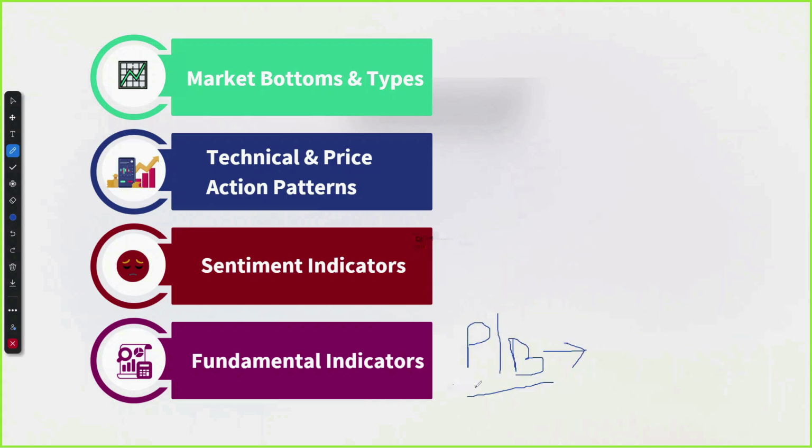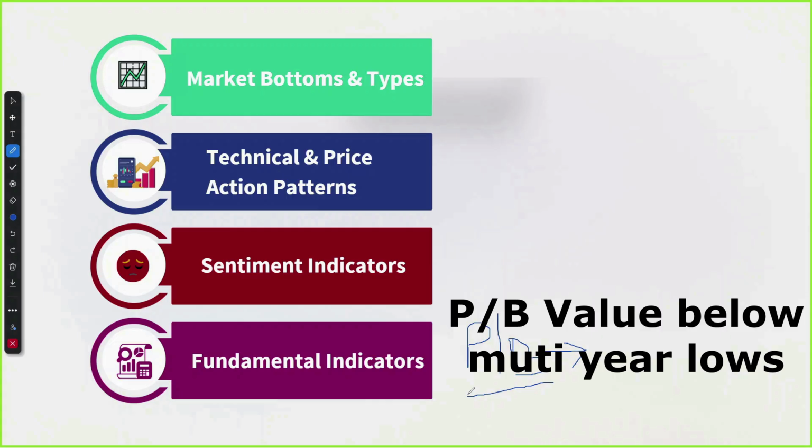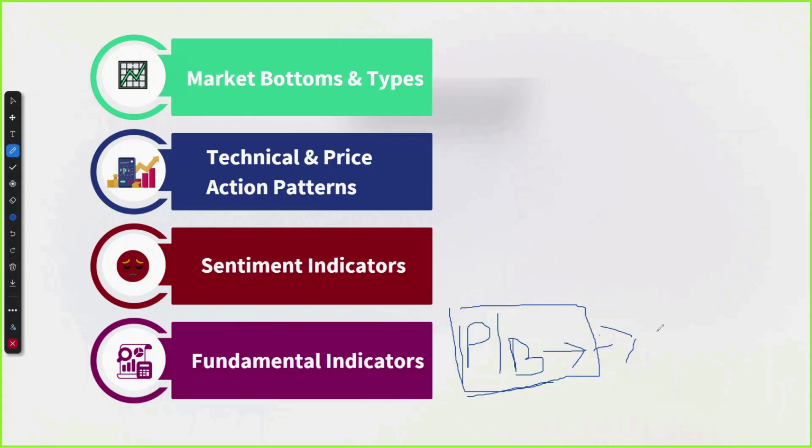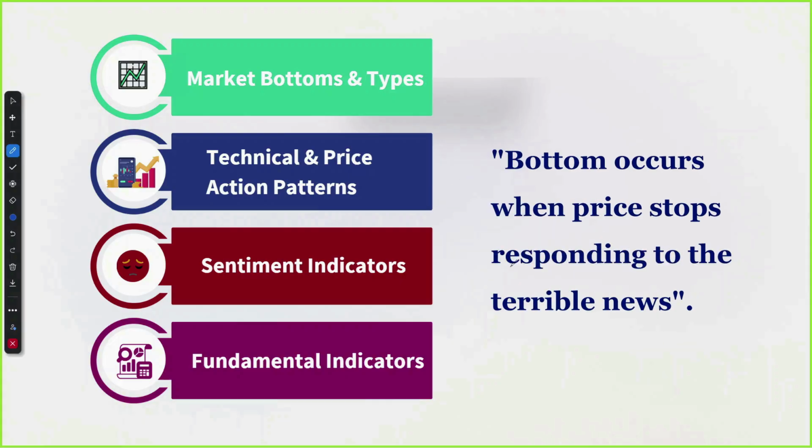One more indicator that tells you a market bottom might be near is price to book value reaching multi-year lows. That says that the stock price might be undervalued. That is the time when long-term investors, 3 years, 4 years, try to enter. Before we put it all together, just remember guys, the best bottom occurs when even the most terrible news no longer drives the prices lower. That is when markets stop responding to the bad news. This you will see very often.